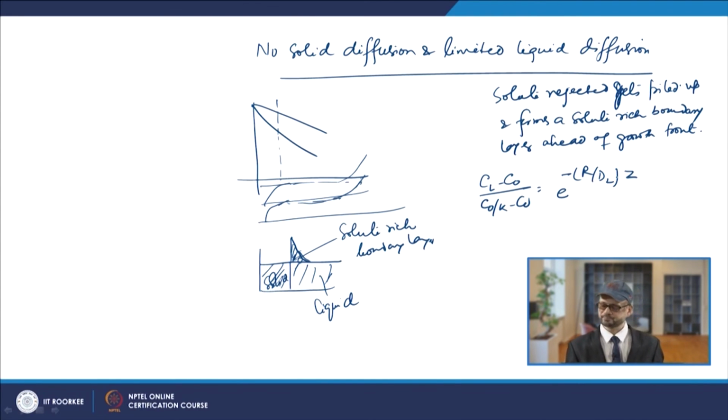z is the distance from the solid liquid interface. So, when z is 0, at that place Cl minus C naught has the maximum value, that is C naught by K minus C naught. That is how you get these values, and you will have the initial transients, and you have the final transients in these cases.